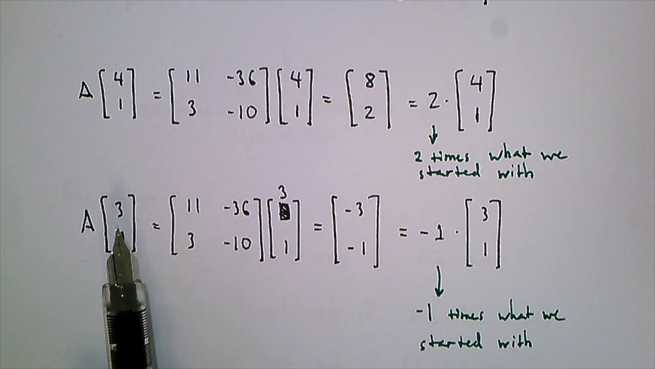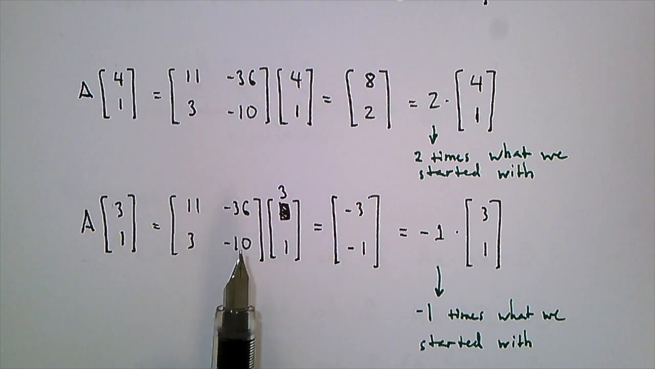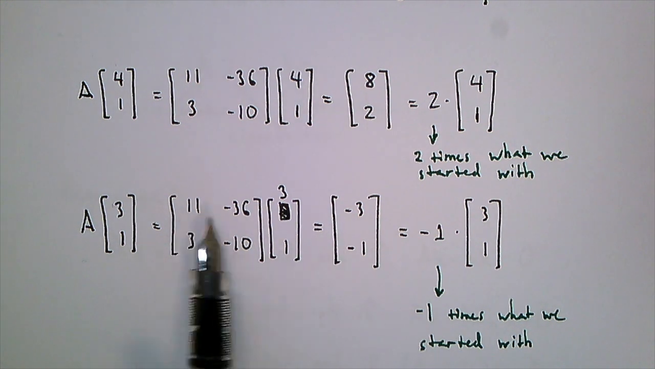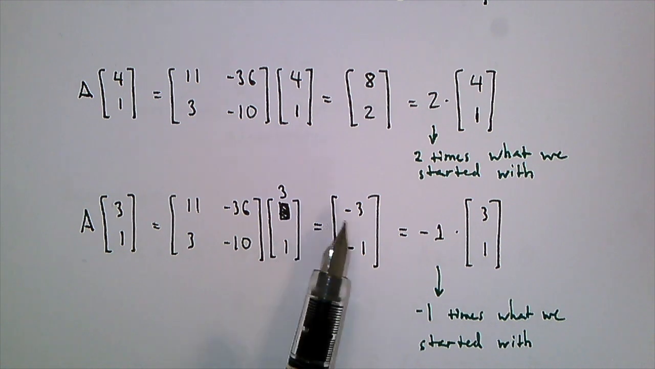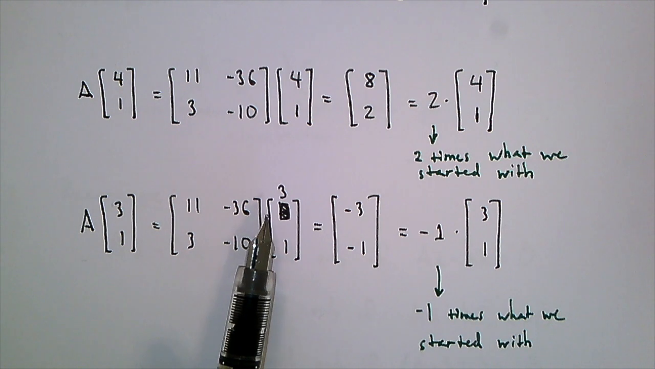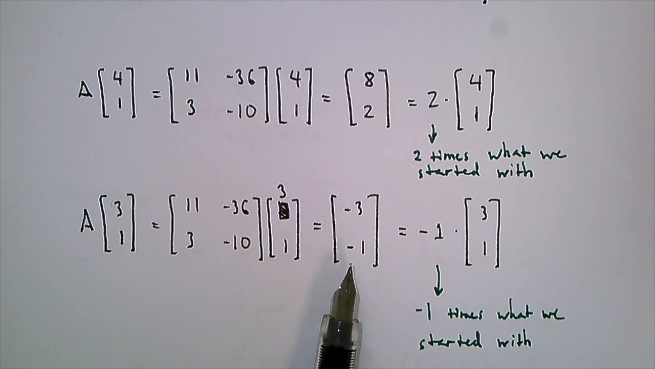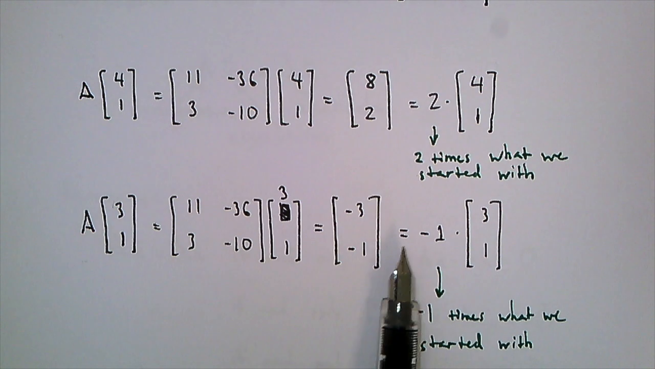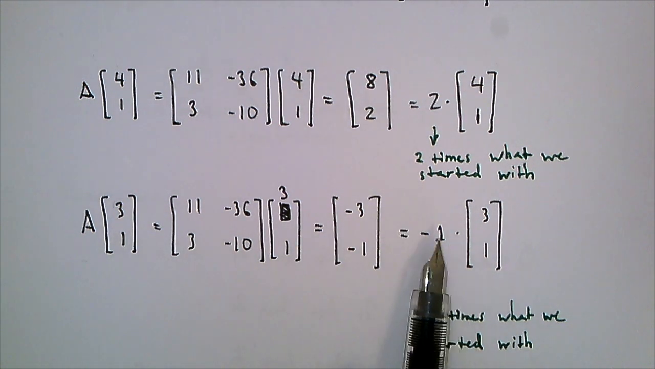Now I want to multiply by 3, 1. And here's the multiplication written out with the matrix and the vector. To get the first entry, you would do 11 times 3 minus 36 times 1. And then for the second entry, you would do 3 times 3 plus minus 10 times 1. You get minus 1. And then you should notice that this new vector, minus 3, minus 1, is actually just minus 1 times what we started with. Minus 1 times 3, 1.